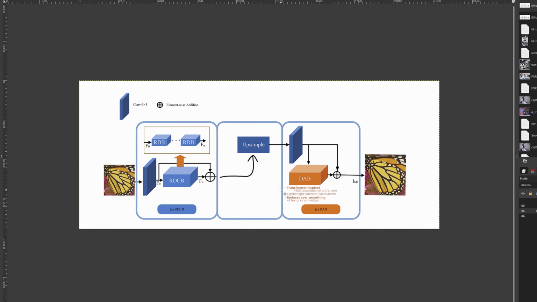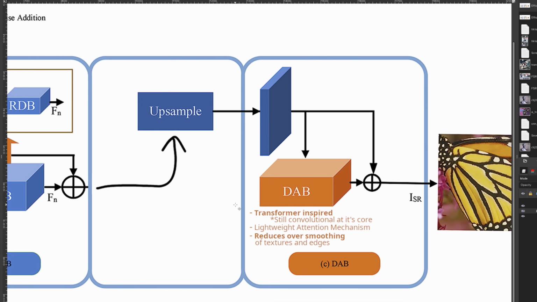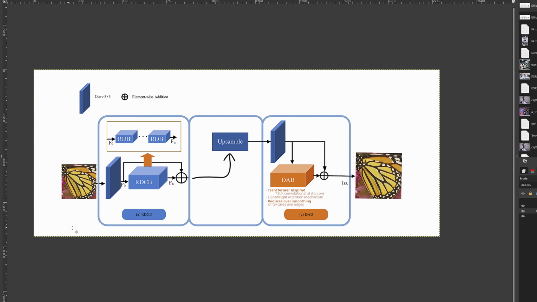It's a convolutional layer, from my understanding, but the main purpose of it is to reduce the over-smoothing of textures and edges. You may call that blurring. That might come from traditional convolutional neural networks. So the full-blown regular FSR 4 would look like this. It would have the lightweight transformer block and the data augmentation block, all of this together.